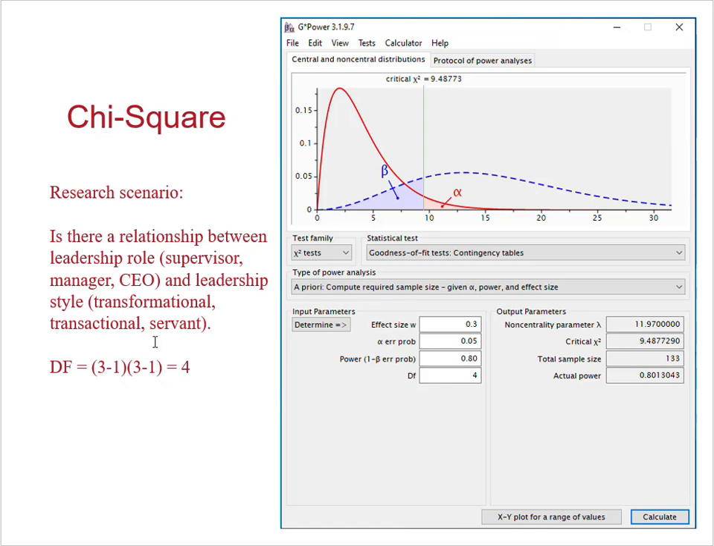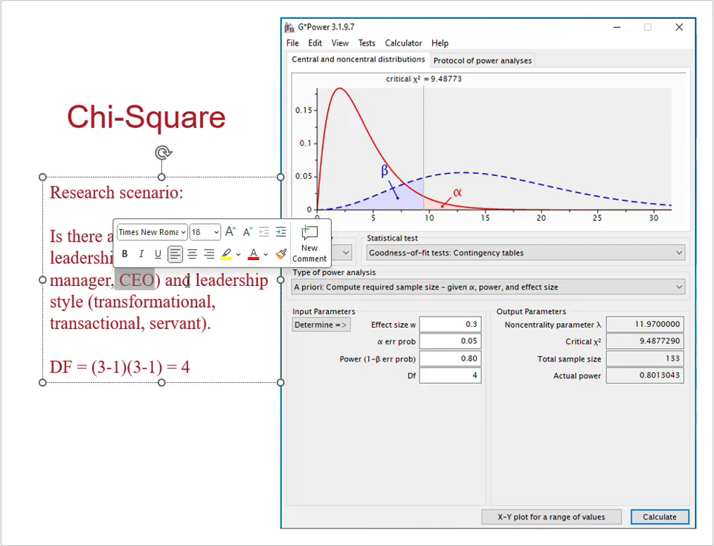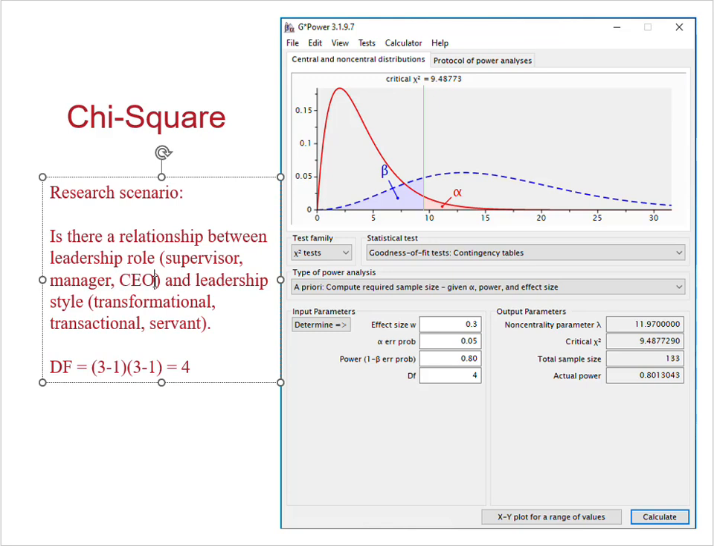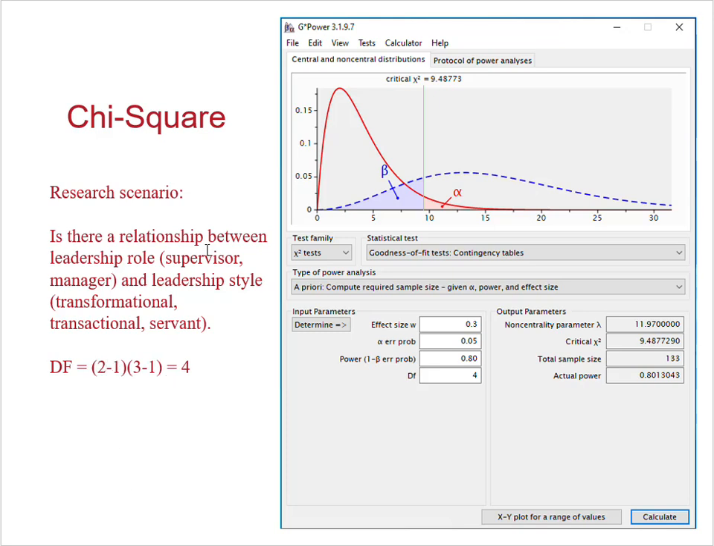Now, what if we decided instead of having 3, what if we took out CEO? So let's pretend we didn't have CEO. We'll just go ahead and there we go, it's gone. What would you do with your degrees of freedom? Well, in this case, then it would be 2 minus 1 because we would just have supervisor and manager. So 2 minus 1 is 1, 3 minus 1 is 2, 1 times 2, and our degrees would now be a 2 instead of a 4.